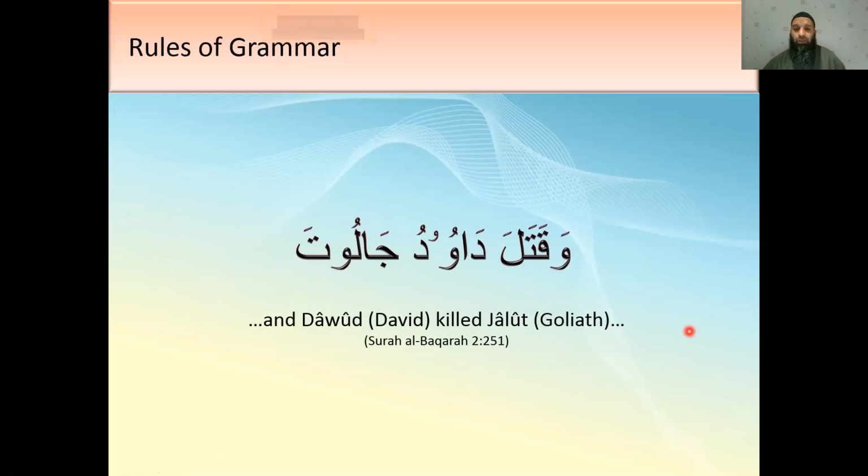I want to give this example. This is in the Quran, in the story of Dawood, David and Goliath. Allah subhanahu wa ta'ala says, وَقَتَلَ دَاوُودُ جَالُوتَ. I want to show you how. So the grammar is this bit here. Can you see that ta? That's grammar. It's the grammar.